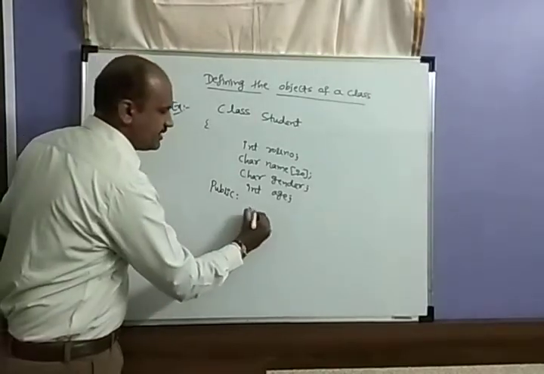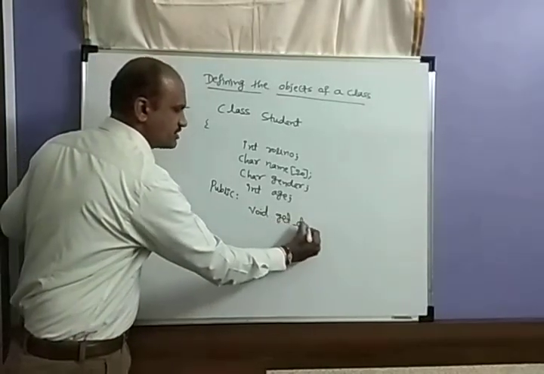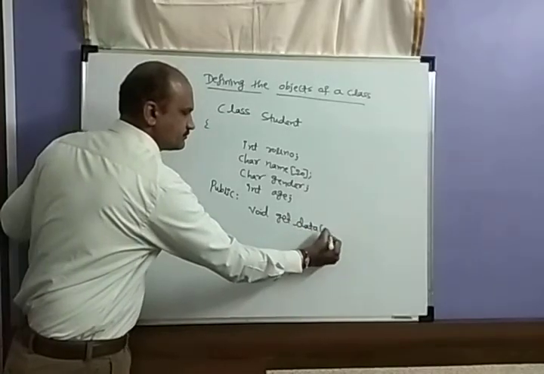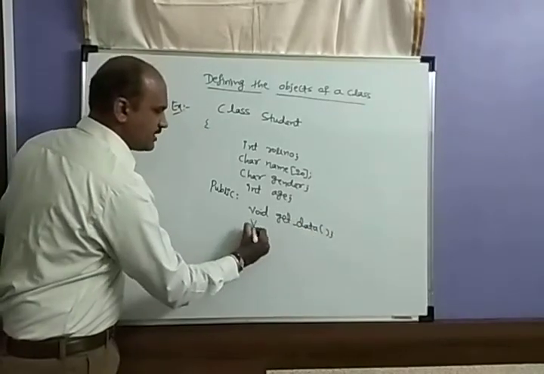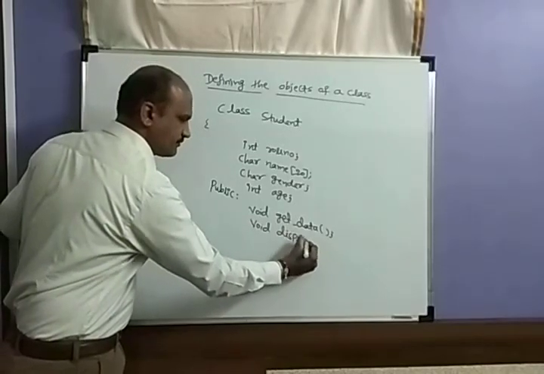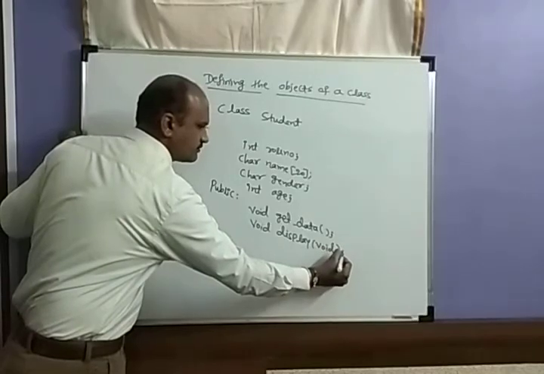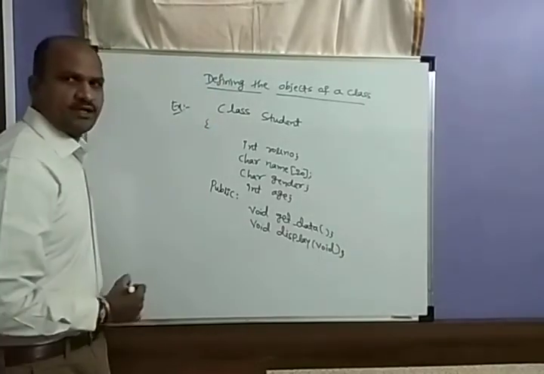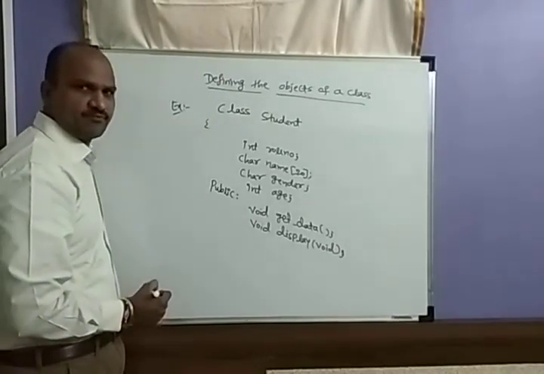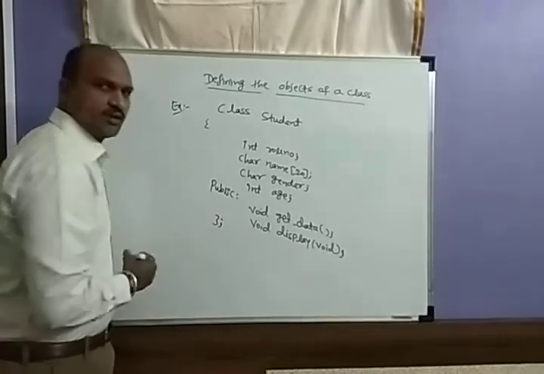So void get data is one function. Then void display is another function. There are 2 functions we are defining. Then close the brace, and the semicolon.